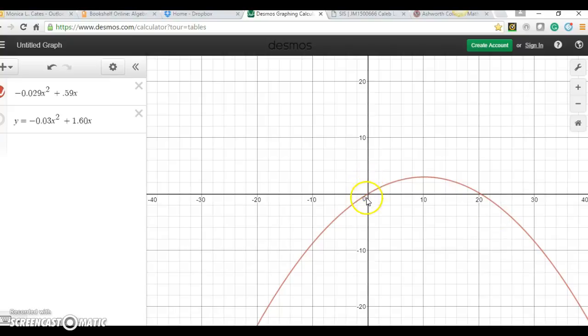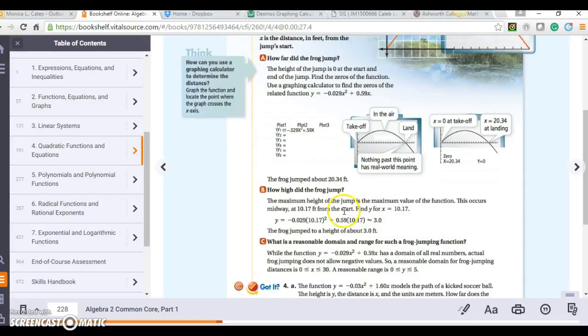And I can see that this is the start. And here is my ending point. My ending point is at 20.345. That's how far the frog jumped, and that was in feet. So the frog jumped about 20.34 feet. So it says, how high did the frog jump?